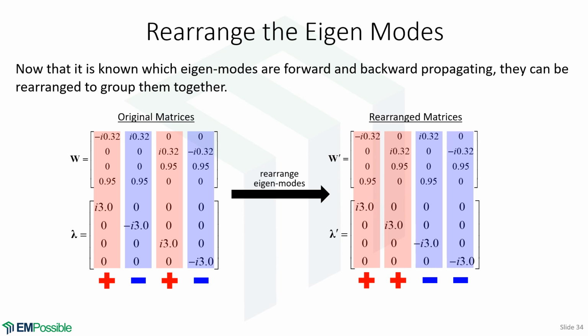Another thing we noticed, we could have looked at the sign of the eigenvalues to distinguish between forward and backward propagating. However you do it, we just have to distinguish between forward and backward propagating and reorder the modes so that we put the forward propagating on the left and the backward propagating on the right.